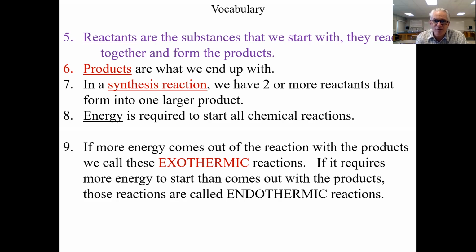So we have reactants at the beginning and products at the end. In a synthesis reaction, there's 2 or more reactants and they form into at least one larger product. Now, sometimes you have a bunch of reactants and a bunch of products, but if one product is larger than the others, we generally call that a synthesis reaction.